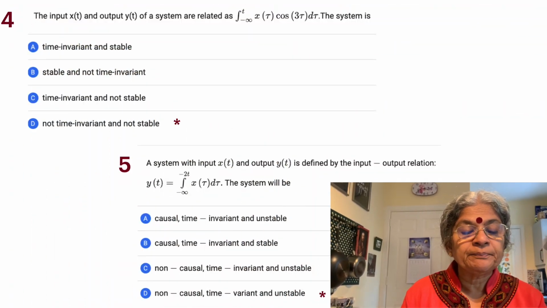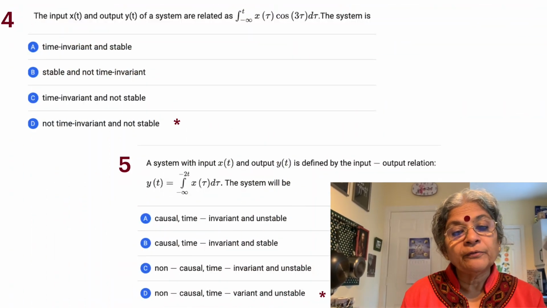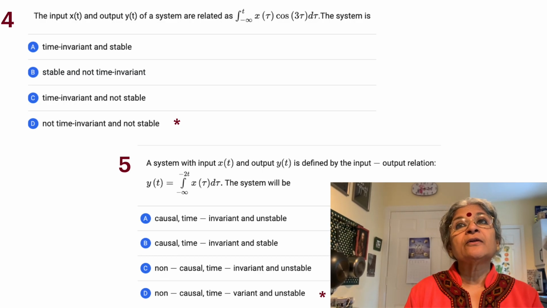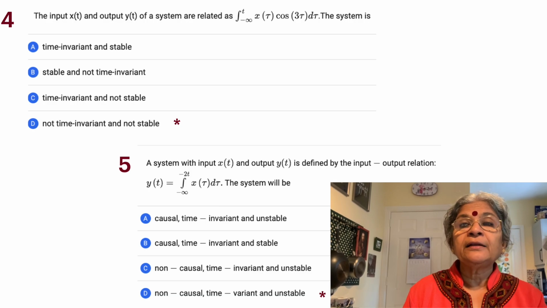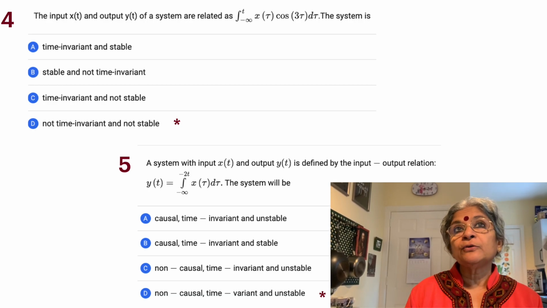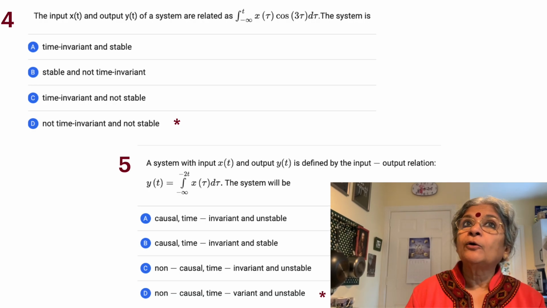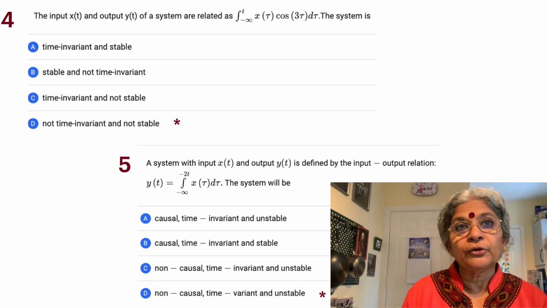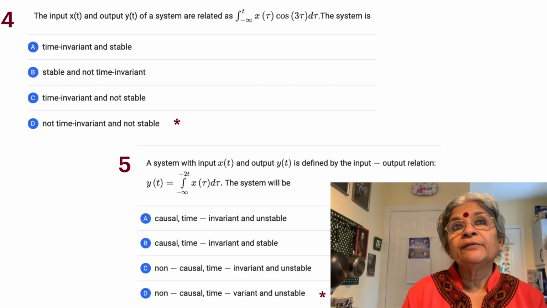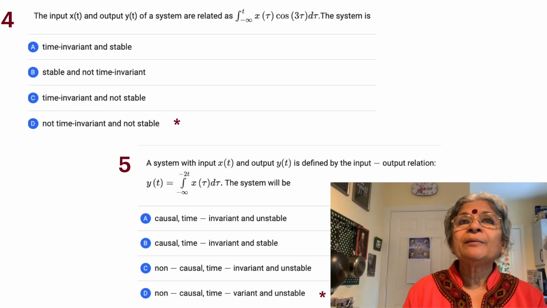Let's move to the fifth question. A system with input x(t) and output y(t) is defined by the input-output relation. This is the nature of defining a system, wherein you define the system using a pair of signals. One is the input signal, and the output signal is a dependent signal because it depends on the input. There are so many different aspects associated with signals and systems. What are the dependent variables? What are the independent variables? All those things come into the picture.